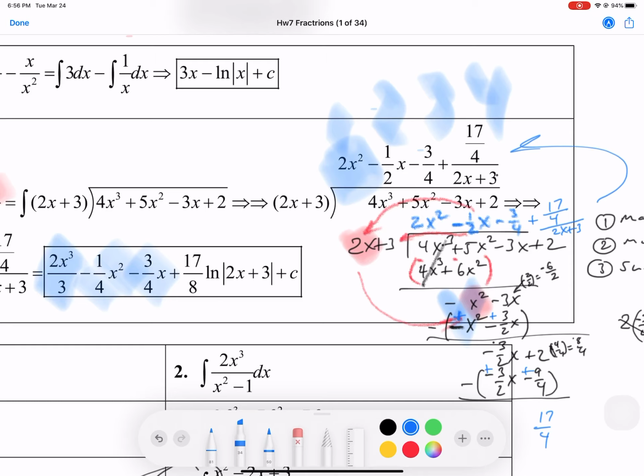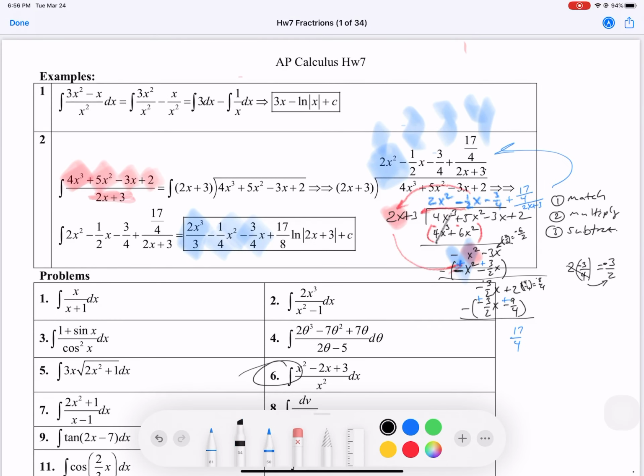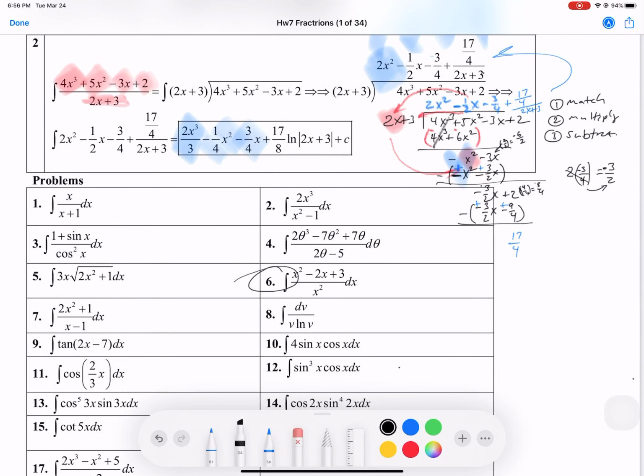Looks pretty terribly hard, but how did they end up with such a nice ln number? We'll do it on the side here, just to show you guys. What is the integral of 17 over 4 over 2x plus 3 dx? Now this looks actually quite hard. It looks like it's kind of confusing. A fraction and a fraction.